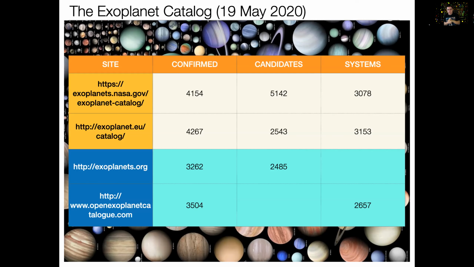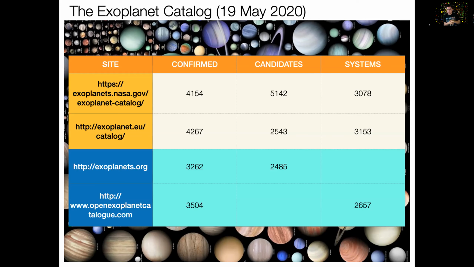The last link there is to openplanetcatalog.com. If you go there, that is an open source catalog. They pulled all of the data from the space agencies and compiled a complete exoplanet catalog that is on GitHub. Many of you may know GitHub is a system for managing versions of data and managing versions of software.